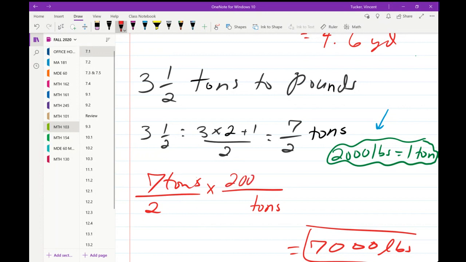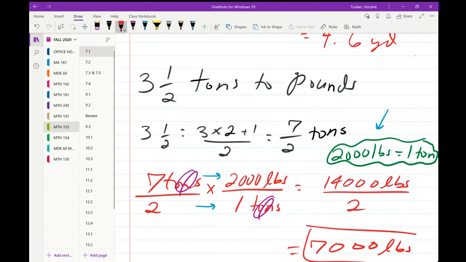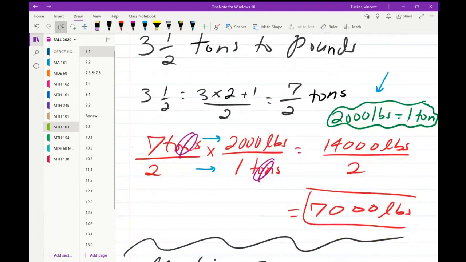So it'll be 2,000 pounds over 1 ton. Tons cancel. Multiply across. 14,000 pounds over 2. And then 14,000 pounds divided by 2 is 7,000 pounds.